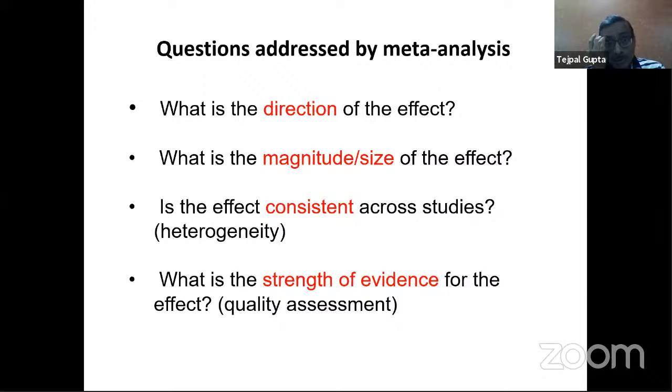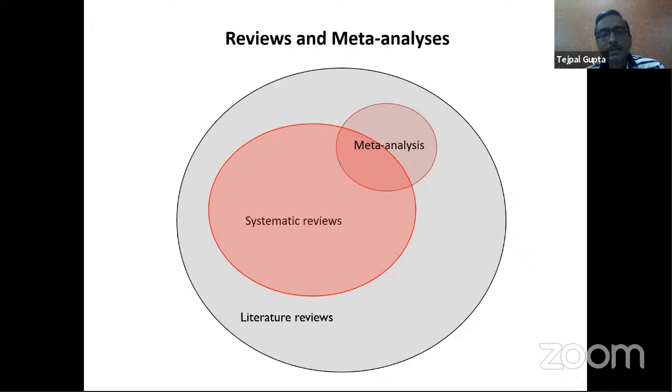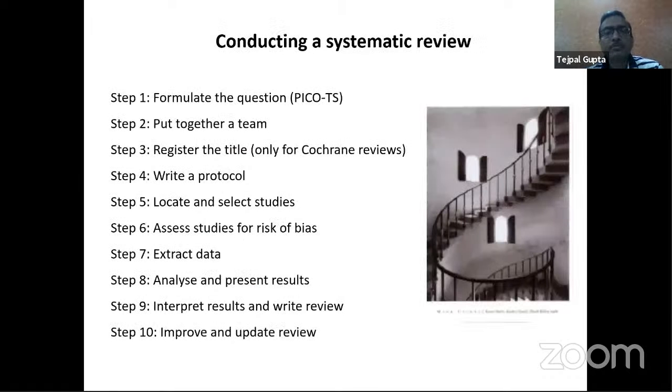So what are the questions that a meta-analysis addresses? One is, what is the direction of the effect? What is the magnitude or size of that effect? Is the effect consistent across different studies? And what is the strength of evidence for this effect? So as I said, meta-analysis is generally done as a part of the systematic review process, but sometimes it is also done outside of a systematic review.